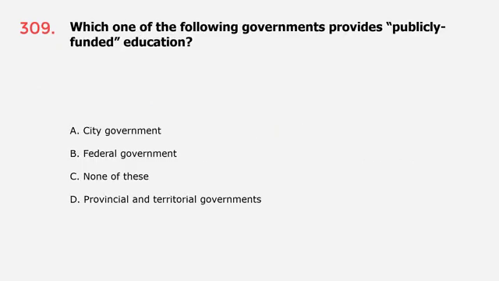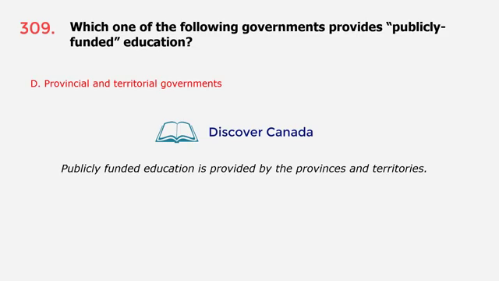Question 309. Which one of the following governments provides publicly funded education? A. City government. B. Federal government. C. None of these. D. Provincial and territorial governments. The answer is D. Provincial and territorial governments.